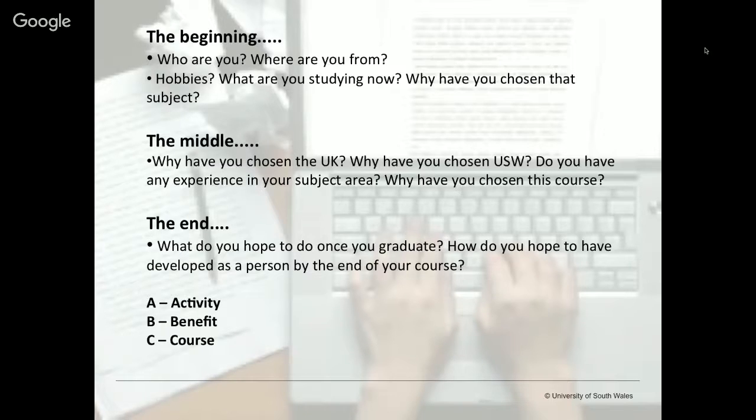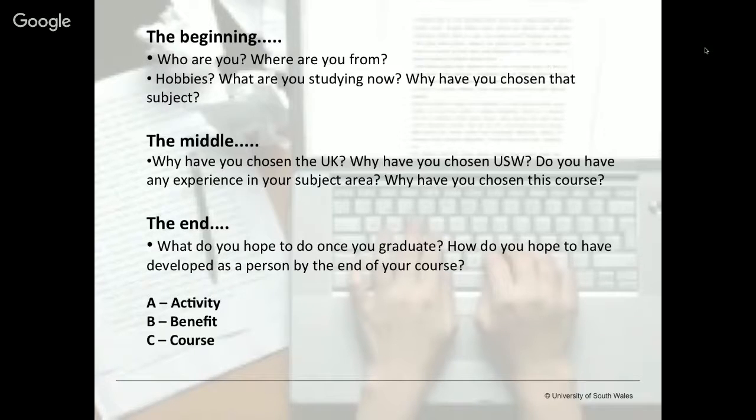And then the end, what do you hope to do once you've graduated? And how do you hope to have developed as a person by the end of your course? What skills and attributes do you hope to have gained? For example, what we look for is the ABC theory, okay? So A is activity, B is benefit, and C is course.